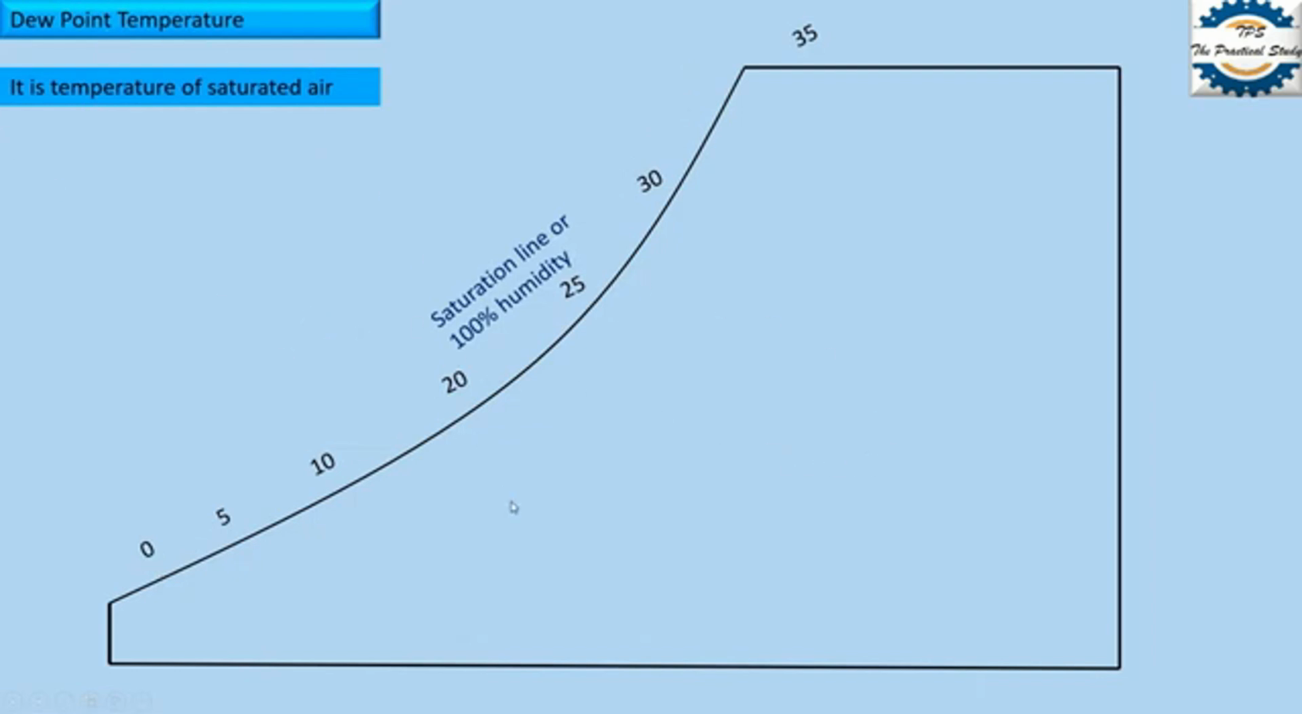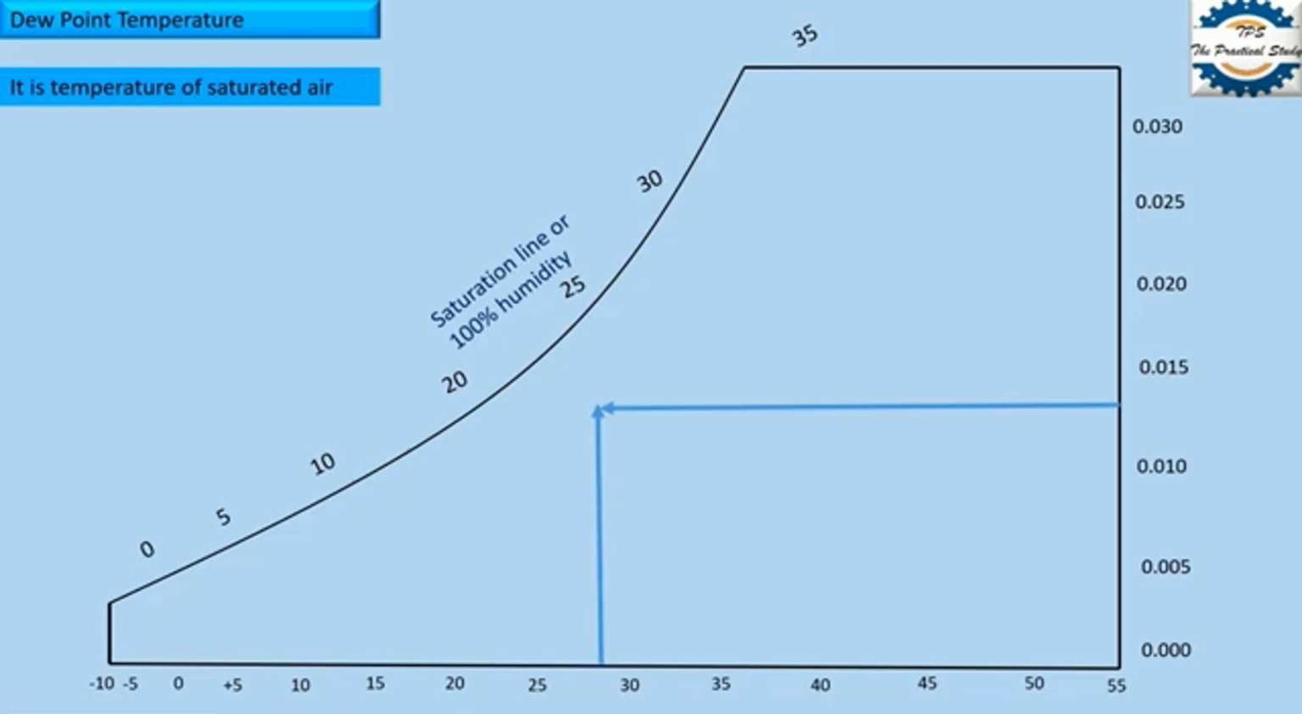Specifically, dew point temperature lines are not plotted on the psychrometric chart. But how can you find the dew point temperature? It's very simple. Let's suppose this is the dry bulb temperature scale, and this is the humidity ratio scale. If you know these two parameters, then you can easily find the dew point temperature. For example, you have a dry bulb temperature of 28 degrees centigrade and a humidity ratio of 0.013. Then at the point of intersection, you draw a horizontal line towards the wet bulb temperature line in order to find the dew point temperature.